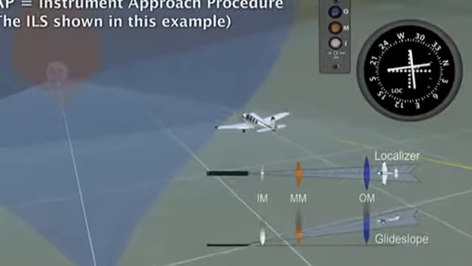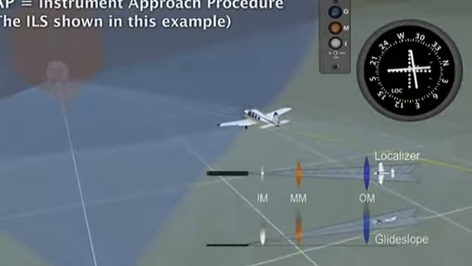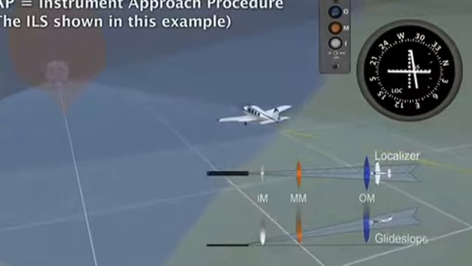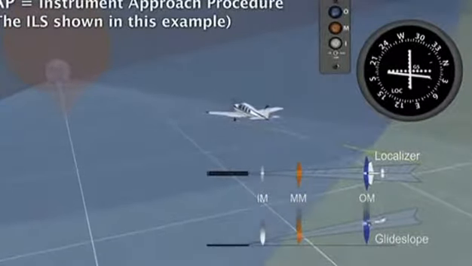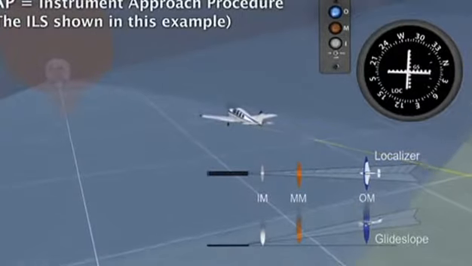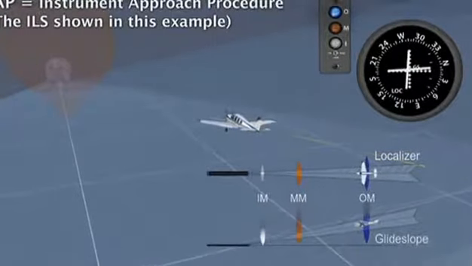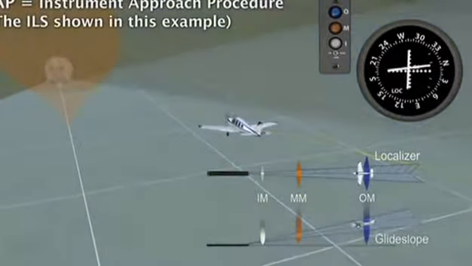The IAP, or Instrument Approach Procedure, is a series of predetermined maneuvers for the orderly transfer of an aircraft under instrument flight conditions, starting at the beginning of the initial approach and continuing to a landing or to a point from which a landing may be made visually.